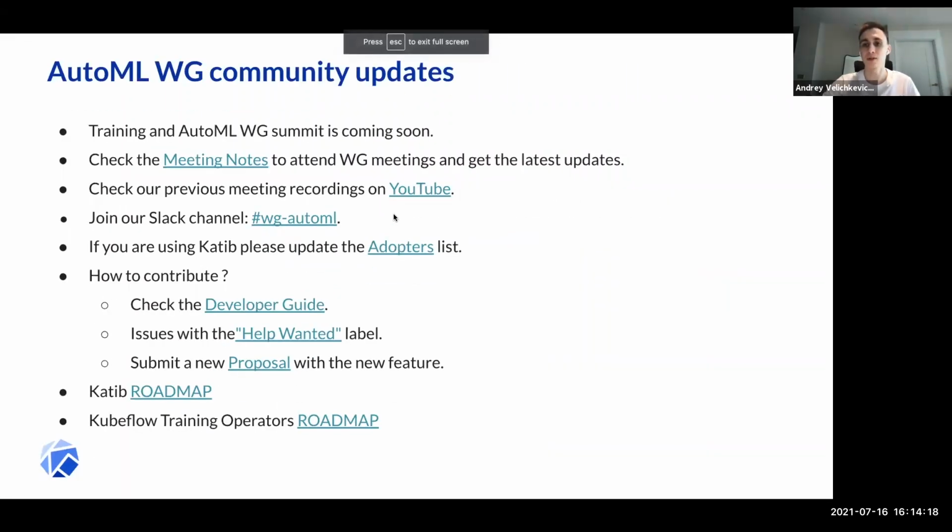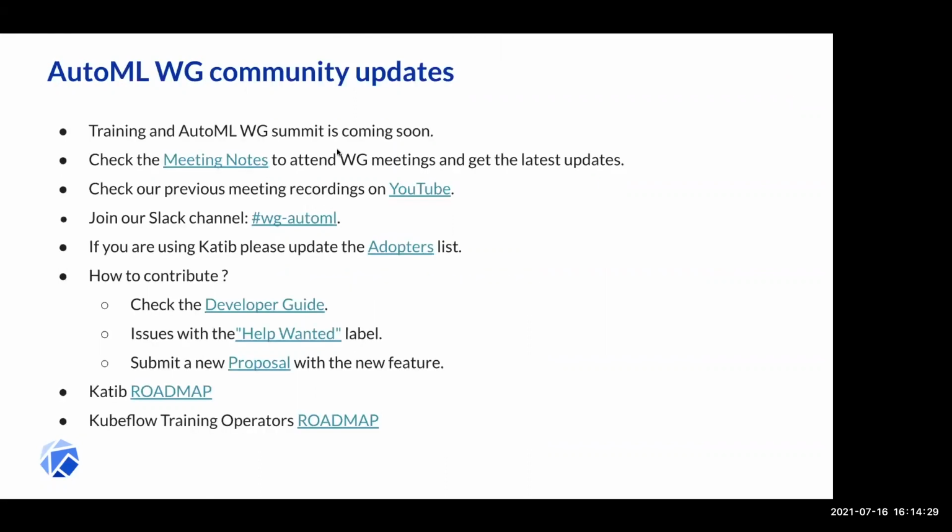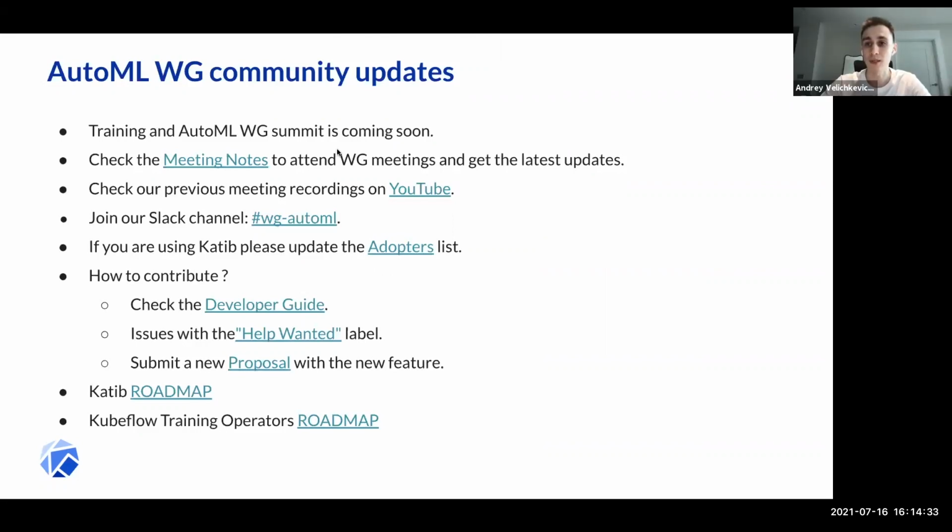Because this is the session about AutoML and training, I just want to give the quick community updates. First of all, you can check the meeting notes, and we have our working group meetings every Wednesday. Our working group meetings happen 2 times a month, and you can check these meeting notes to attend these meetings. Also, you can check our recordings on YouTube.